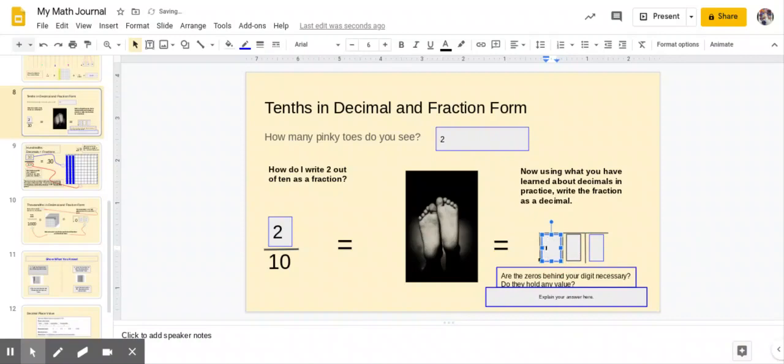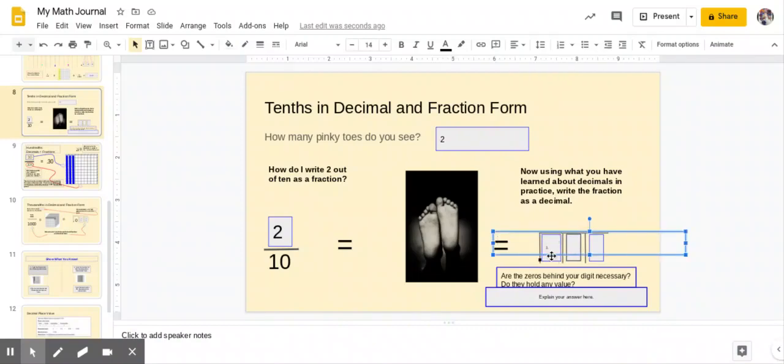So first number behind the decimal is the tenths place. So we're going to make this. So that is 2 tenths. That is a teeny, teeny, tiny 2. There we go. Now we got it a little bit bigger.